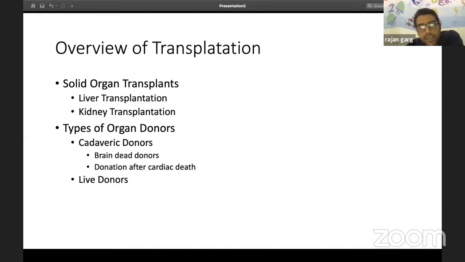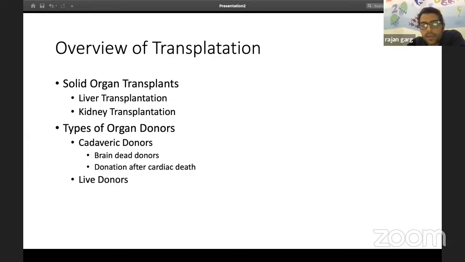So there are different types of organ donors available in India. Cadaveric donors is one, people must have heard of this, and there are live donors. In general, live donors are more common in India and especially in the eastern part of the world. Cadaveric donors are more common in the West. Slowly, the rate of live donors is increasing in the West, and cadaveric donors are increasing in India, especially in states like Maharashtra and Tamil Nadu. They are doing very well in the case of cadaveric donors.